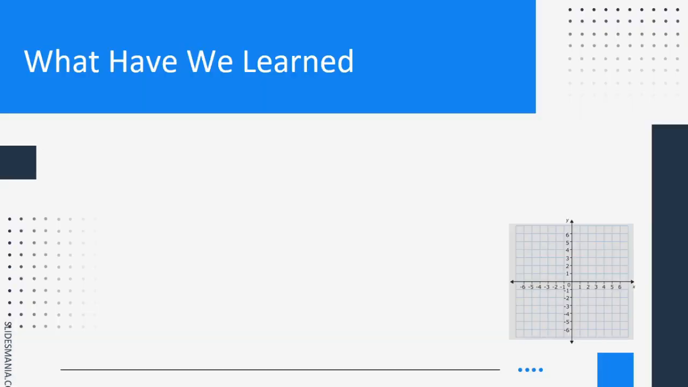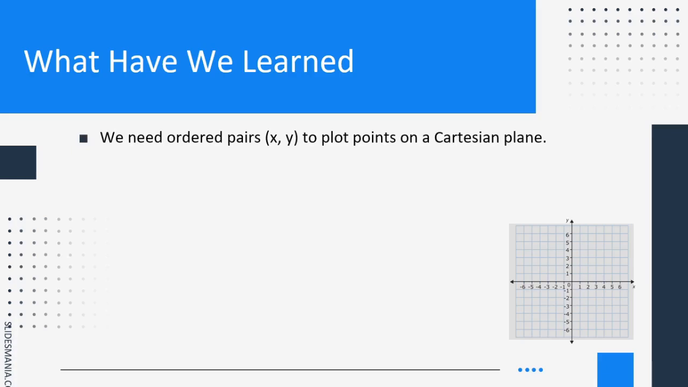First, let us have a review. We've already learned that we need ordered pairs (x, y) to plot points on a Cartesian plane. Now, these 2 points, when connected, will form a line.